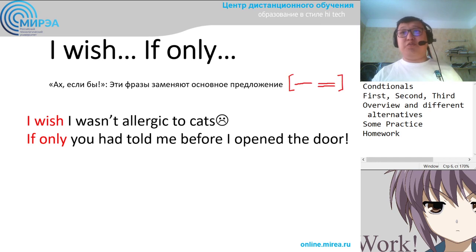If only you had told me before I opened the door. So I opened the door, and it was a bad choice, obviously, because some monsters attacked me or something. And my friend knew that I was going to be ambushed, but he didn't tell me. But if he had told me, I would have prepared for that. So I can say that if only you had told me before. But he didn't. So these are also alternatives to the normal second and third conditional sentences. You can use them freely. It's a good choice for colloquial English.